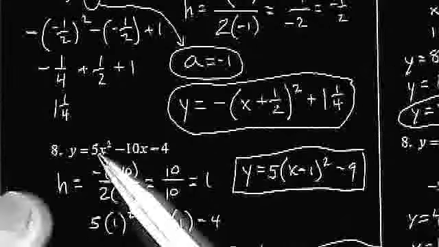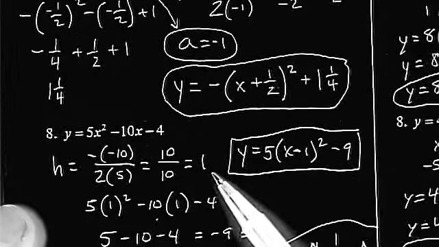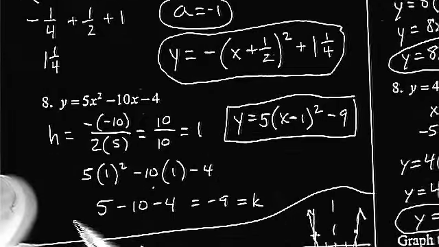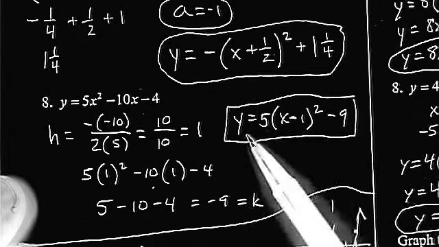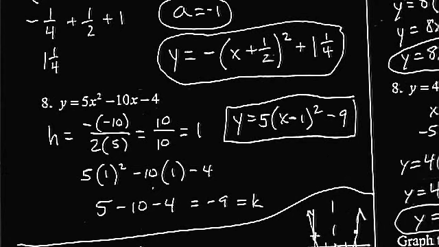Here the a value was 5, and you found h and k, opposite of b over 2a, plug it back in to find the value of k, and then you can use those values in your equation for a, h, and k.